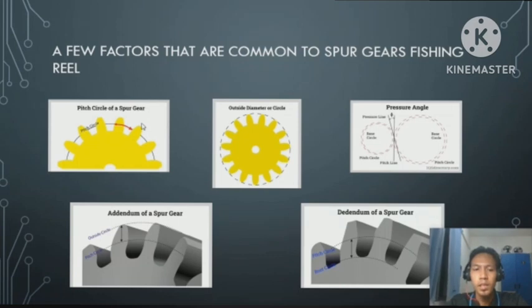Next is the addendum of a spur gear. The addendum of a spur gear is the space between the outside circle and the pitch circle. But the dedendum of a spur gear is the distance between the root circle and the pitch circle. So that's all for me.